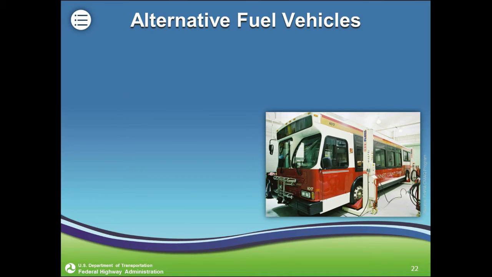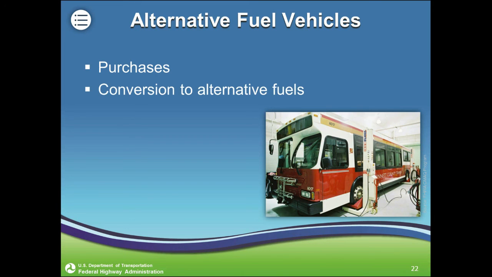Alternative fuels burn cleaner than conventional fuels, which reduces emissions and improves air quality. CMAQ program support for alternative fuels can be divided into two categories: vehicles and infrastructure. Starting with alternative fuel vehicles, eligible projects include covering the cost difference of purchasing alternative fuel vehicles instead of conventional fuel vehicles for publicly owned or private non-transit fleets, and converting existing vehicles to alternative fuel.